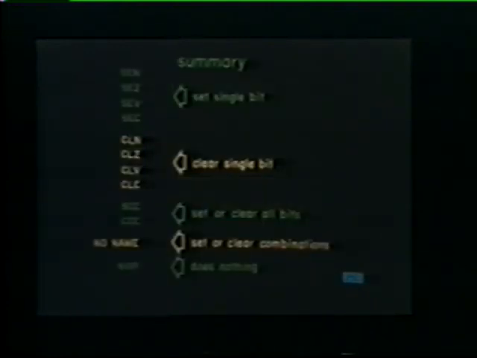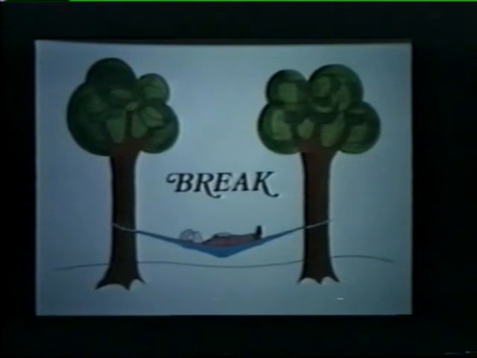In summary, there are 4 set instructions to set any one of the 4 condition codes and 4 clear instructions to clear any one of the 4 bits. We also have SCC and CCC instructions to either set or clear all condition code bits. In addition, a number of instructions with no name or mnemonic can be used to set or clear combinations of bits. Finally, there's the no-op instruction that does nothing and serves as the system no-op instruction. That completes our discussion of the condition codes and the corresponding condition code operators.